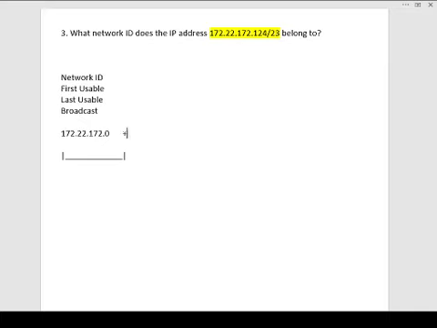Let's add, going up by 2, which would be .2.0. What are you going to end up with? You're going to end up with 172.22.174.0. Where does the .124 fall in? Right in here. So yes, your correct answer on this particular one for the network ID is 172.22.172.0. That is your network ID.